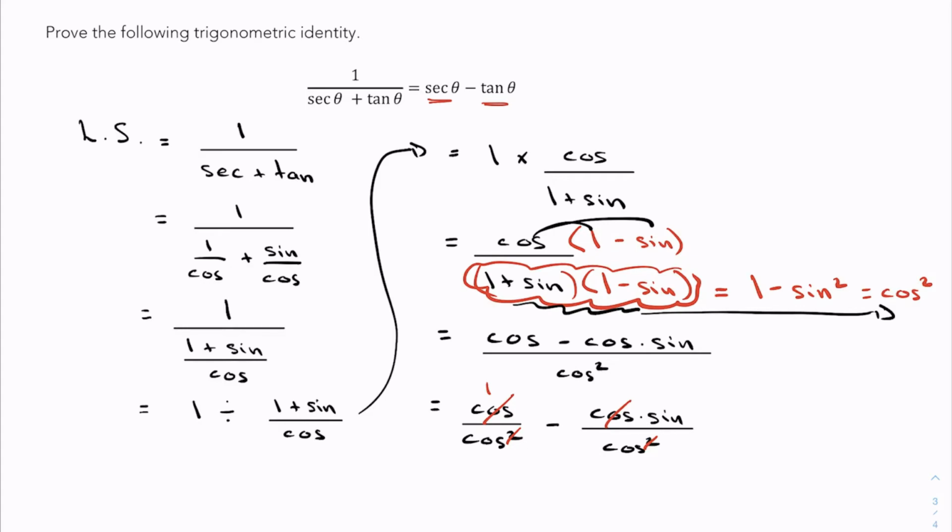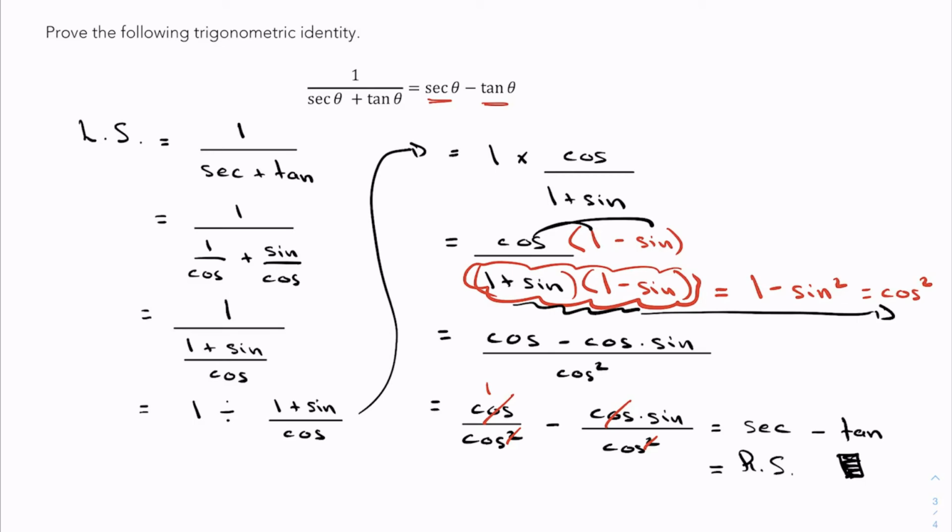Becomes sine over cos. Sine over cos is just tangent, and so my final line here is going to be 1 over cos, which is just secant, or SEC, minus sine over cos, which is just tangent, or just TAN, which I'll write here. And that proves our right side. And that ends the proof.